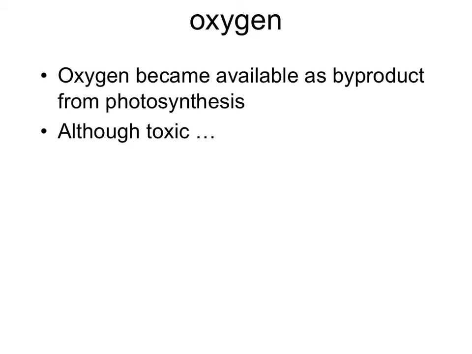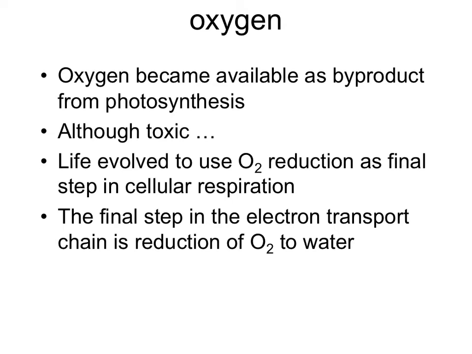Okay, let's talk about oxygen. I mentioned that oxygen became available as a byproduct from photosynthesis in the last couple of lectures. And oxygen is highly toxic to life. It was highly toxic to the anaerobic life that existed 2 billion years ago. And so life evolved to use oxygen reduction as the final step in cellular respiration. The reduction of oxygen is the final step in the electron transport chain, reducing oxygen down to water.